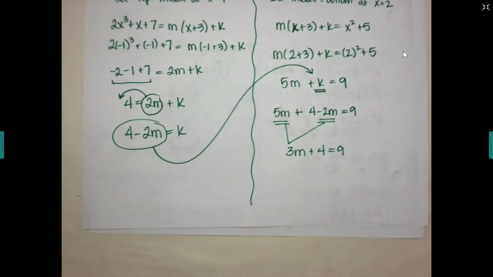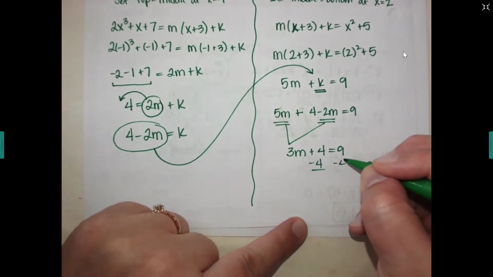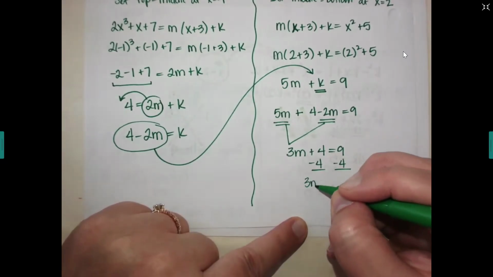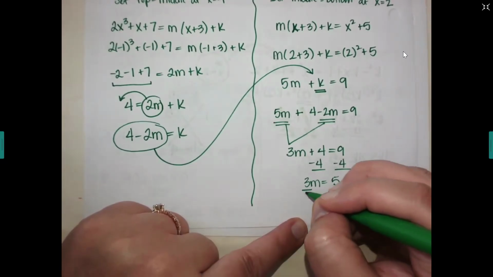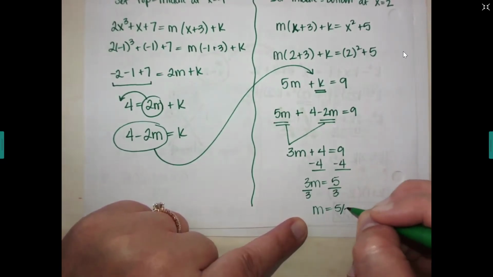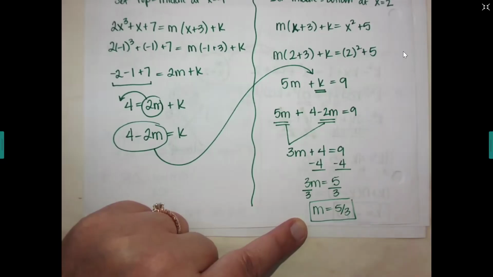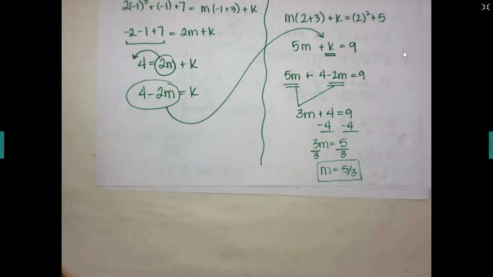Next step. Minus the 4 across. 9 minus 4 gives me 5. Divide by 3. Your m is 5/3. Now, notice m being equal to 5/3. That is not my final answer because I need an m and a k, right?